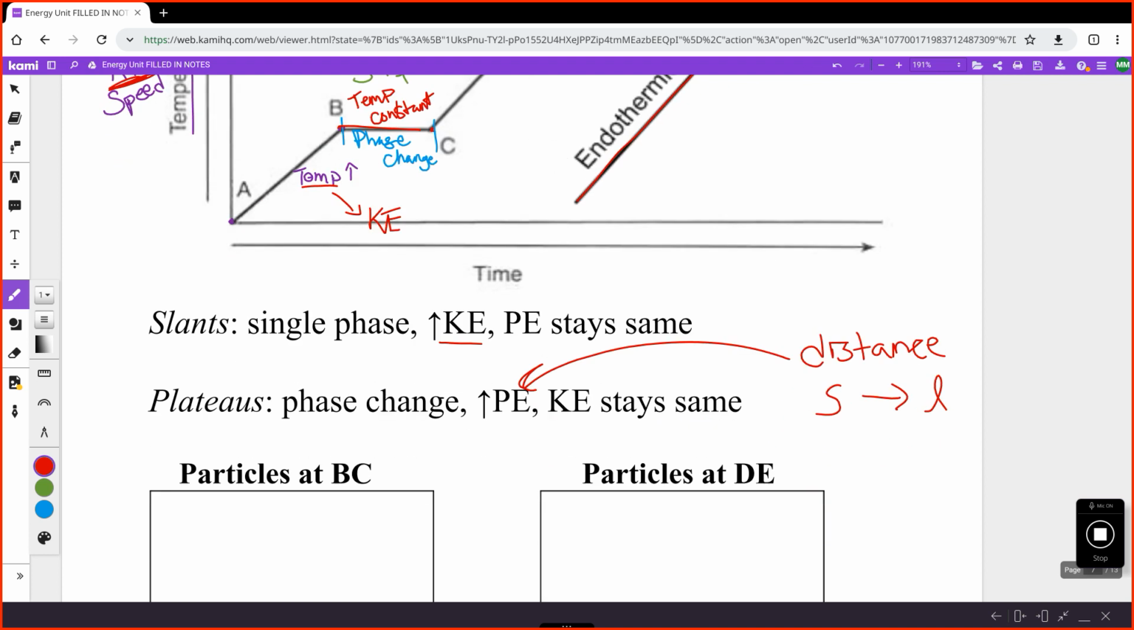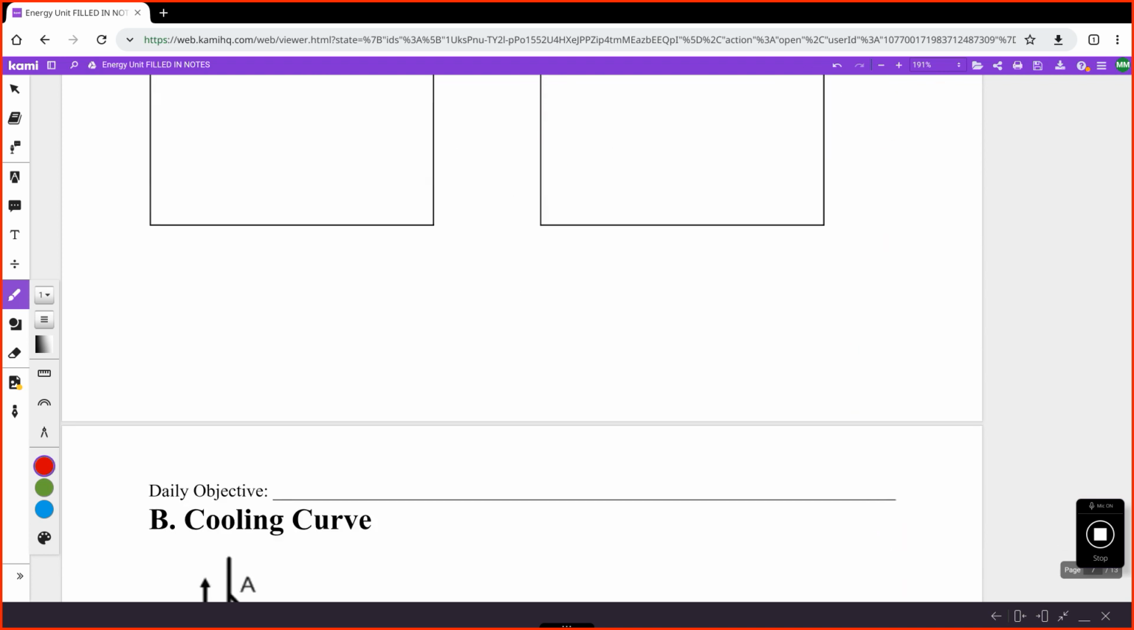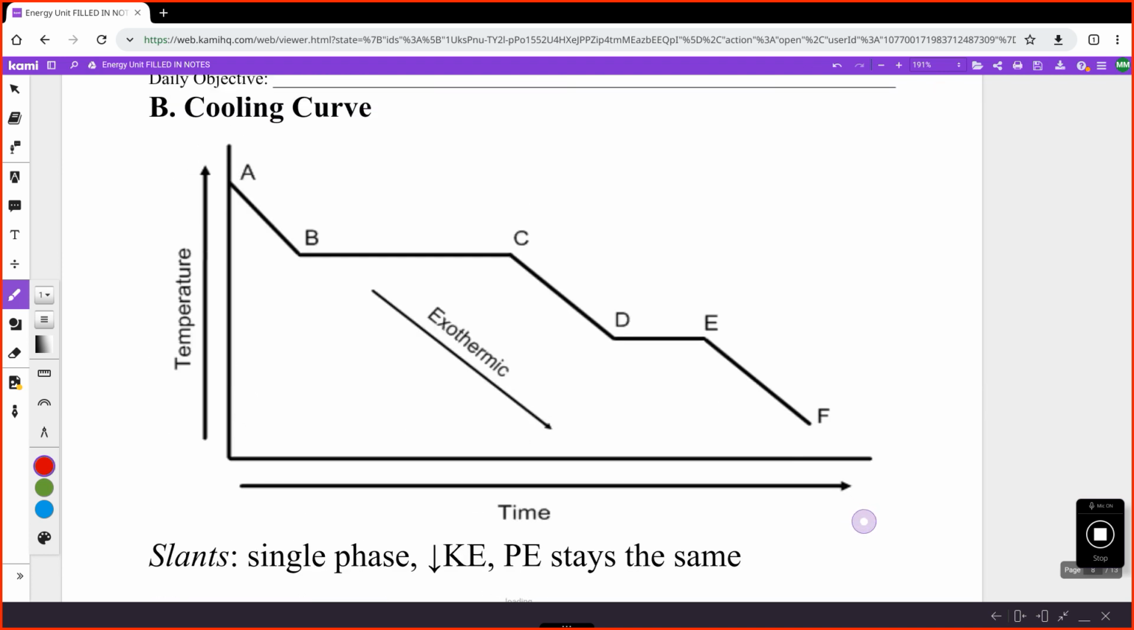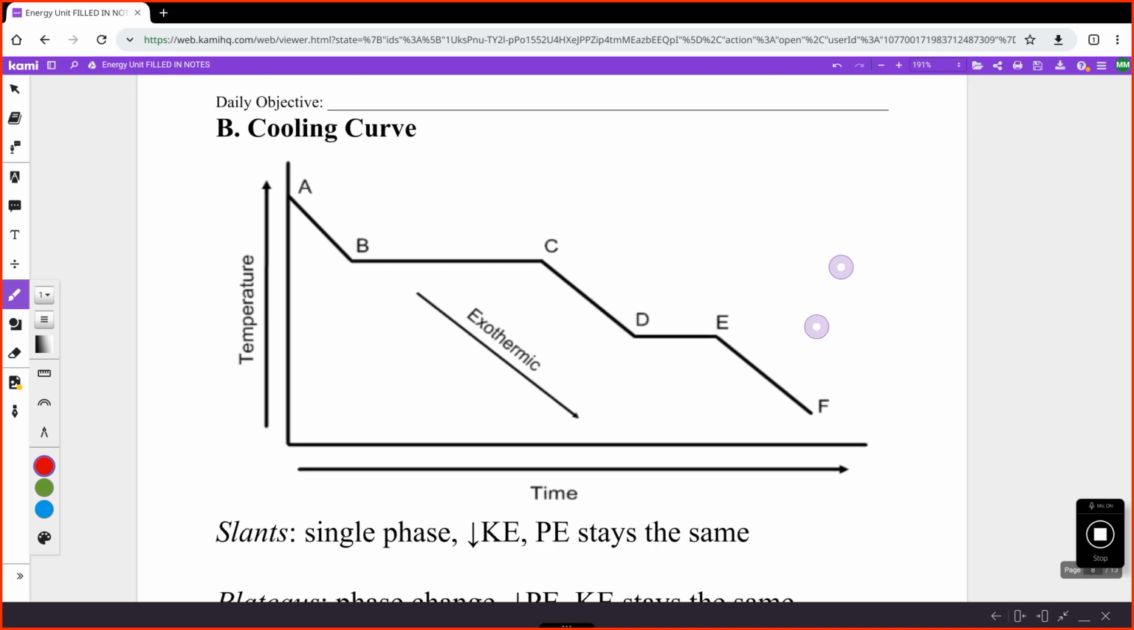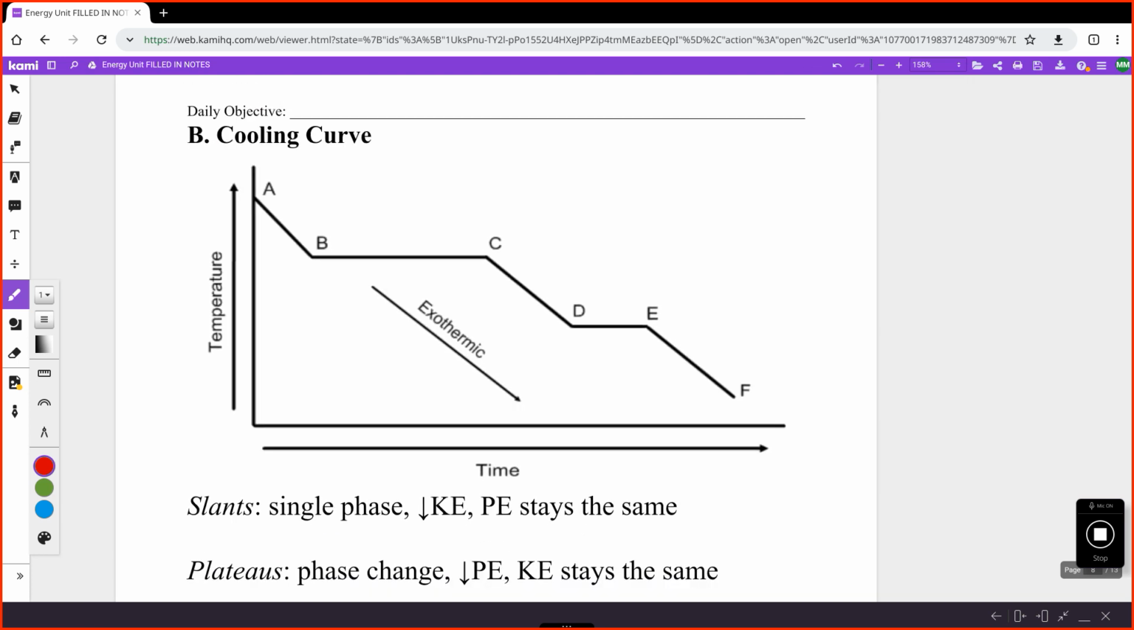And then on an exothermic chart, aka a cooling curve, we're dealing with the same situation, just in the opposite direction. So everything that we just spoke about remains true. When the temperature changes, the kinetic energy is changing. When the kinetic energy is flat or constant, that's because the temperature is constant. The only difference here is that we flip everything that we were thinking, right?